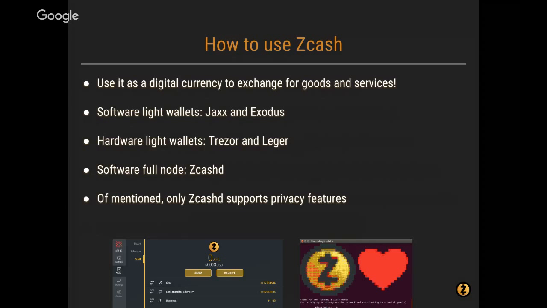Lastly, Zcashd is a software full wallet and the only well-functioning full node client. It being a full node means that when you use this, you can do everything that a light wallet would, like send and receive transactions, but you also validate the transactions, participate in consensus rules, and you are a part of the Zcash blockchain network.